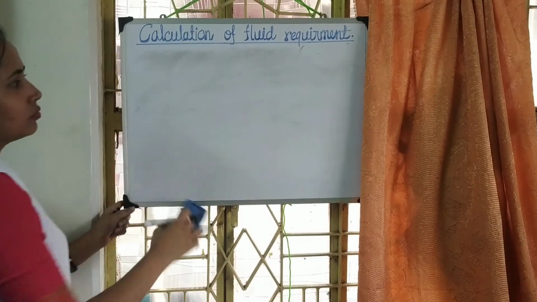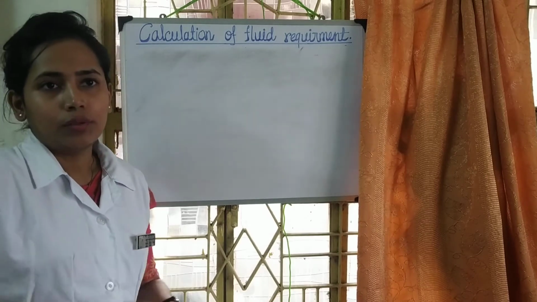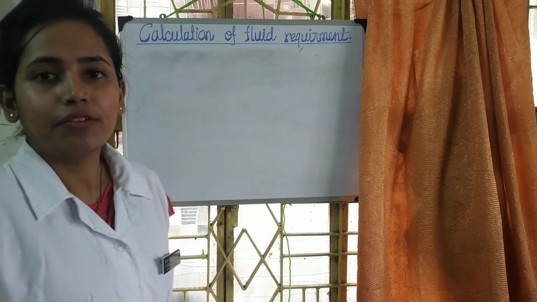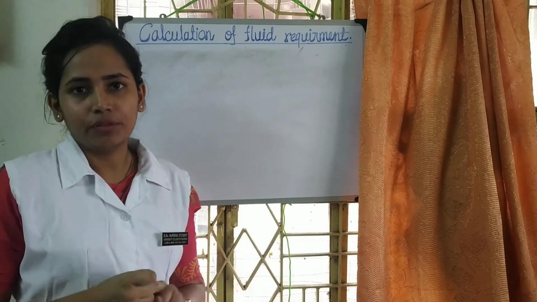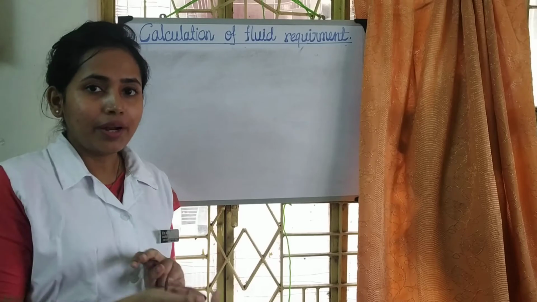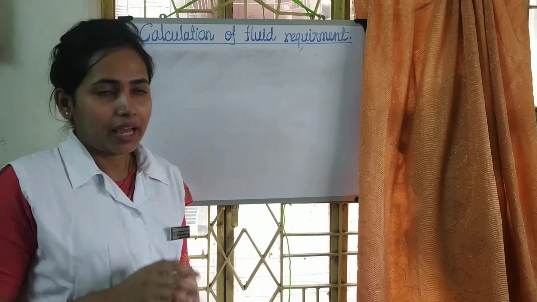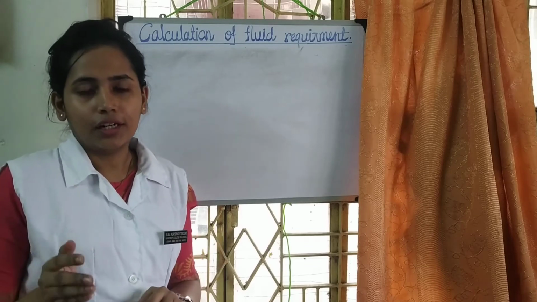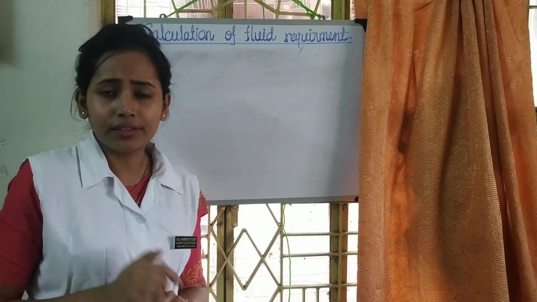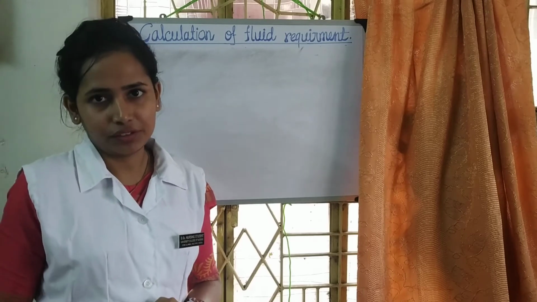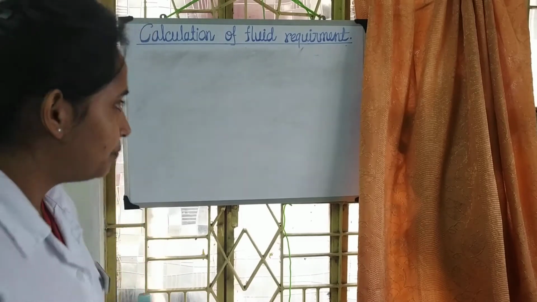Now, calculate IV fluid. We know there are two types of IV fluid: maintenance fluid and deficit fluid. Now what is maintenance fluid? Maintenance fluid is the fluid required in a patient's body in 24 hours. And the deficit fluid is the fluid deficit in the patient's body due to dehydration. First of all, I am going to talk about the maintenance fluid.